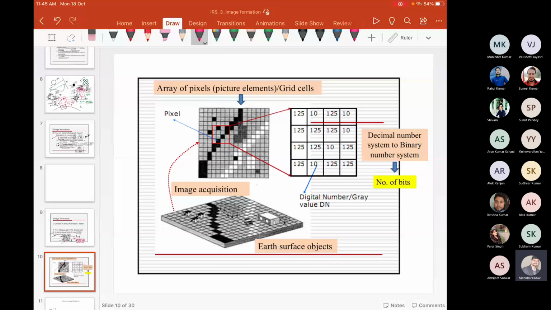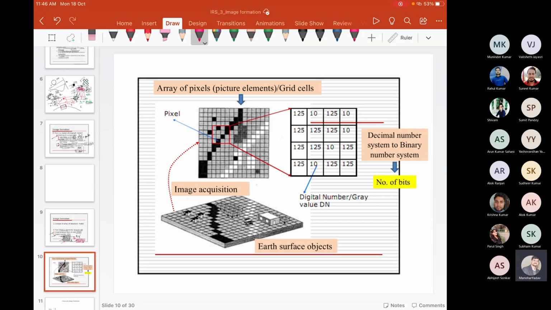Now this is the overview of the entire process. Through the scanning system, the entire area that is to be sensed is divided into grids. Then the upwelling radiance which reaches the sensor is used to estimate the total energy E, and if the energy E falls on the surface of the CCD, its equivalent voltage is generated, and using the voltage magnitude, the equivalent digital number is assigned for that ground resolution cell.